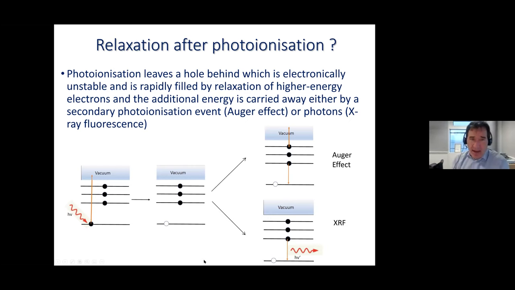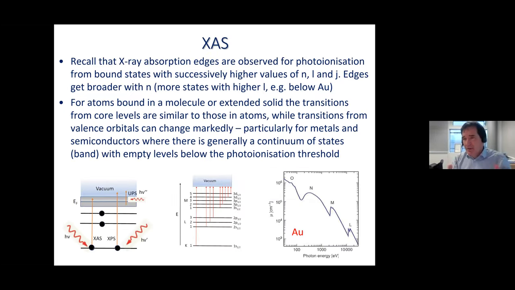And as I said, after photoionization, just to drive home the point, here is the excited atom with a hole in a low-lying state, and then the relaxation process either gives rise to fluorescence or to a further photoionization, which is the basis of the Auger effect, and it's the fluorescence that we'll be focusing on here. Okay, so I'm going to divide spectroscopy up into two bits. First of all, absorption spectroscopy, and then we'll look briefly at fluorescence.